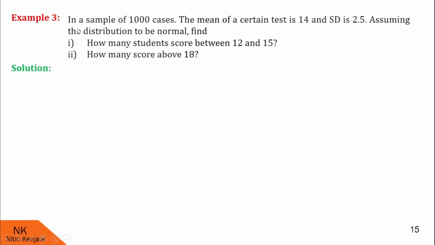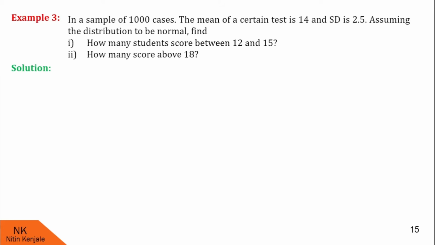Here it is given that in a sample of 1000 cases, the mean of a certain test is 14 and standard deviation is 2.5. Assuming the distribution to be normal, we are asked to find how many students score between 12 and 15, and next we are asked to find how many score above 18. Let us proceed for solution.